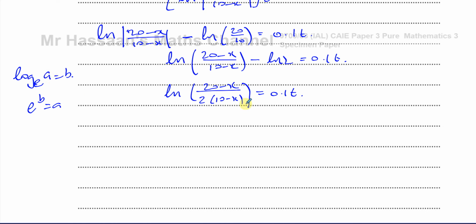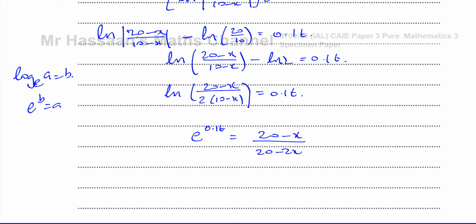So I can rewrite this as, remember there's an e here which is not written, so I'll say e to the power of 0.1t is equal to 20 minus x over 20 minus 2x. I'll just expand that at the same time. So we want to make x a subject. To make x a subject, I've got to rearrange this.